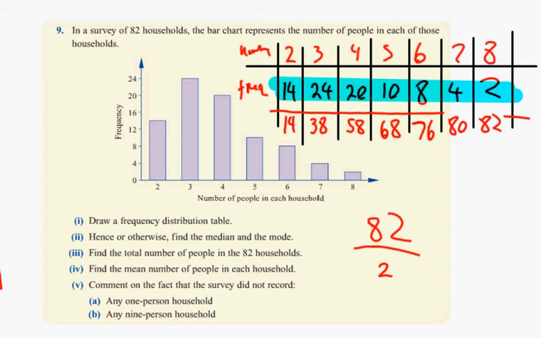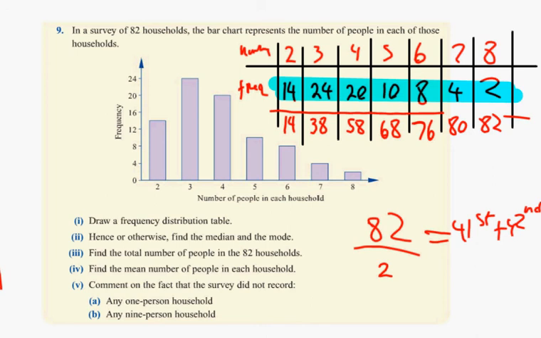Anybody get that? 14 people got 2, 38 people got 3 or 2, 58 people got 4, 3 or 2. But we know that 38 people got 3 and below, so that attributes the 39th position all the way to the 58th position. That belongs to the number 4. So hence, when you're talking about the median being the 41st and 42nd, you're talking about it being in number 4, the median. Okay. What's the mode? The mode is 3, which has 24 people.